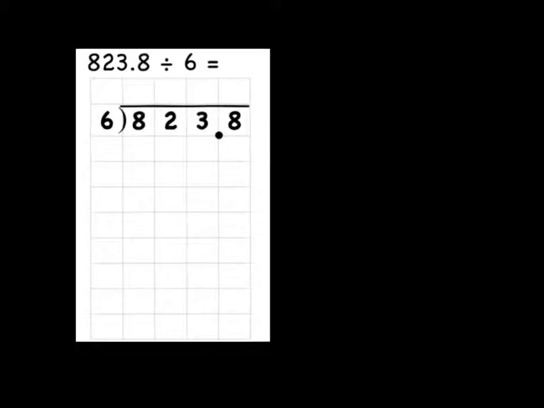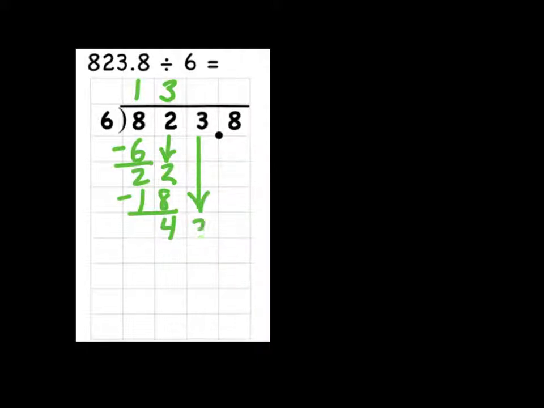Let's try another problem. Here I'm looking at 823 and 8/10 divided by 6. So I'm going to start. Can I get any groups of 6 out of 8? Yes, I can get one group of 6 out of 8. And then I can continue. I can get 3 groups of 6 out of 22. It's going to give me 3 times 6 is 18. So I'm going to have 4. I'm going to bring down my 3.